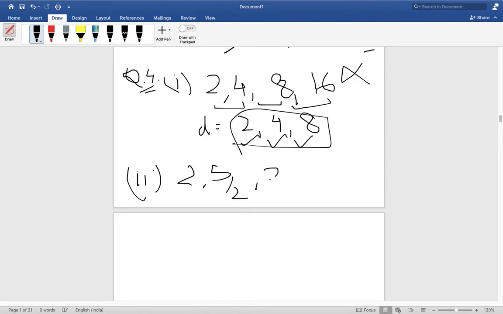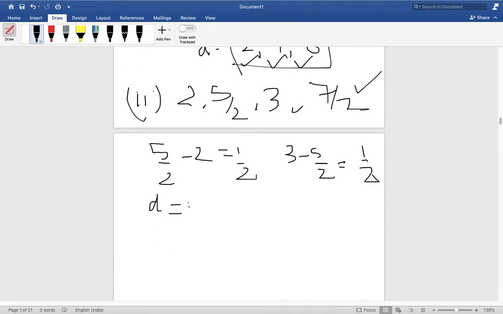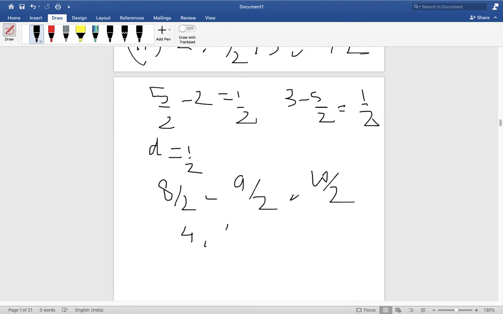2, 5 by 2, 3, 7 by 2. Look at that common difference. 5 by 2 minus 2 is half. 3 minus 5 by 2: 3 is 6 by 2, 6 minus 5 is 1, so 1 by 2. 7 by 2 minus 3: 3 is 6 by 2, 7 minus 6 is 1, 1 by 2 again. So this is an AP. Common difference is half. For 3 more terms, just add half to 7 by 2. You will have 8 by 2, 9 by 2, 10 by 2. 8 by 2 is nothing but 4, then 9 by 2, and 10 by 2 is 5. Done.